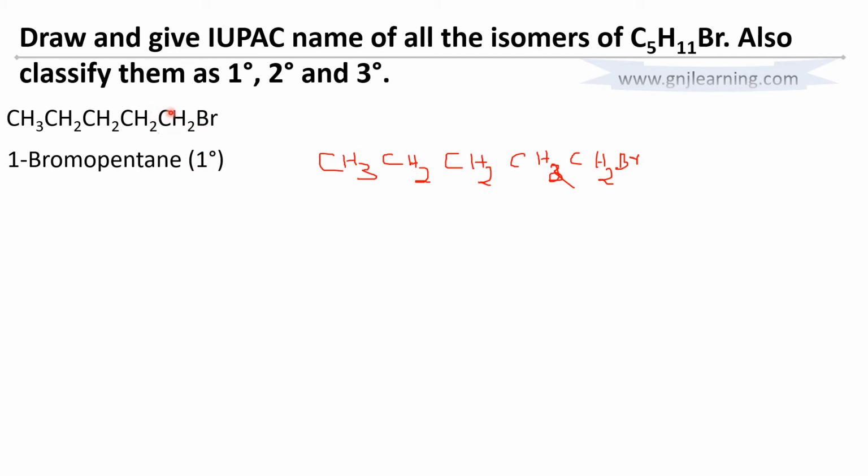What is a primary carbon atom? A primary carbon atom is an atom that has either 0 or only 1 carbon-carbon bond. There is only 1 carbon bond. So terminal carbon atoms are always primary. Clear? So this is attached to only 1 other carbon atom. So it's a primary carbon atom and the name is 1-bromopentane.